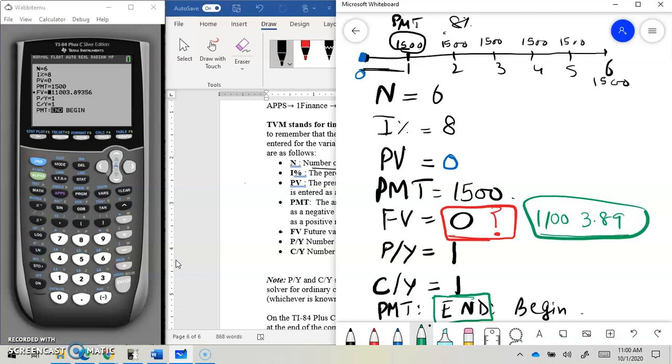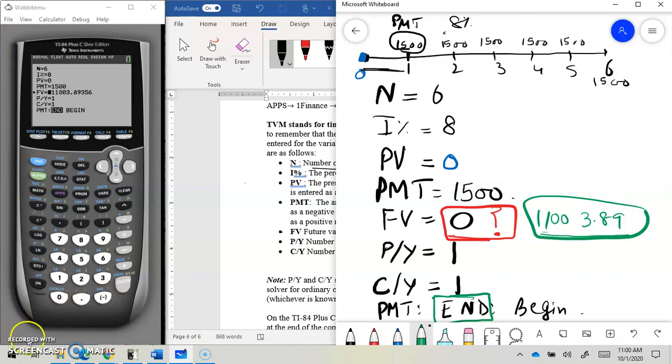It is just that in the calculator, you see the answer is coming out negative. That is just in the programming of the calculator. So you have to ignore it. The answer is 11,003.89. Same answer as we got from our formula and from our analysis.